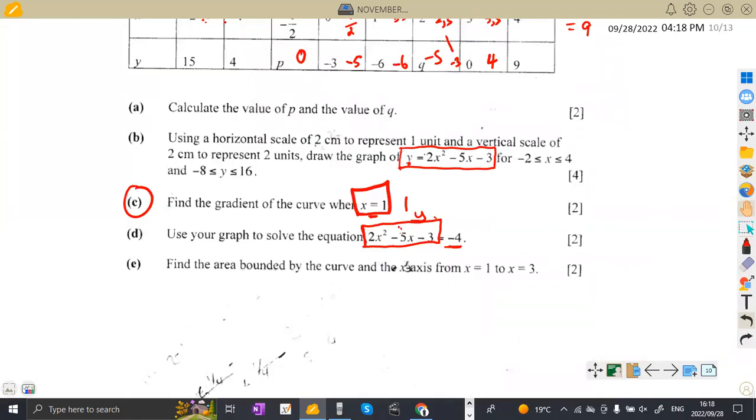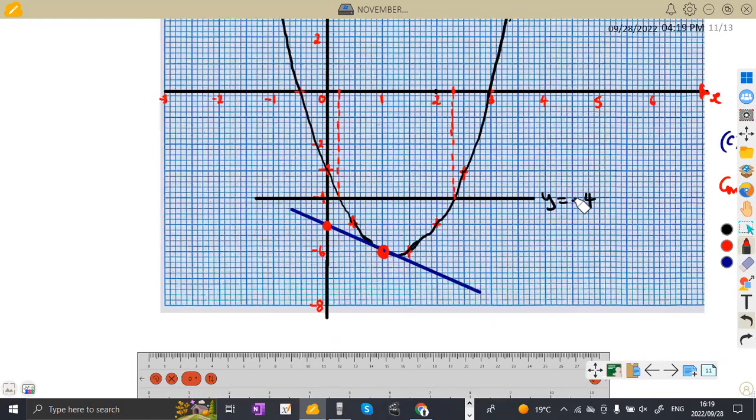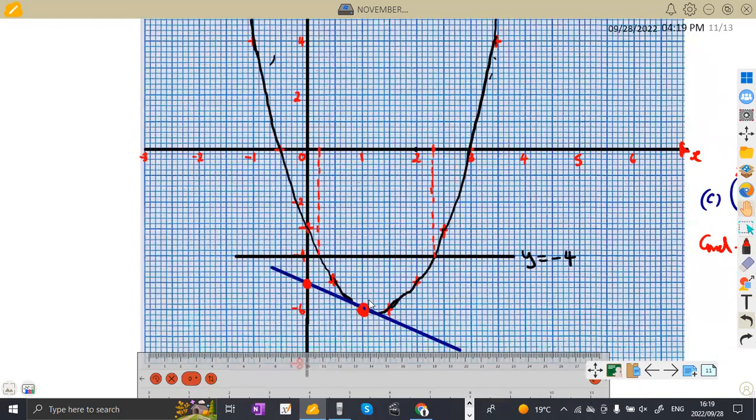Find the area bounded. Take note, bounded by the graph, it means it's surrounded. This was our graph like this, and this is your x-axis. x is equal to 1, x is equal to 3. So this is what we need: between the curve, the x-axis, the line x is equal to 1 and x is equal to 3. So let's see it. So far this is what we have. This is our graph here, the x-axis, and this is x is equal to 1 here.